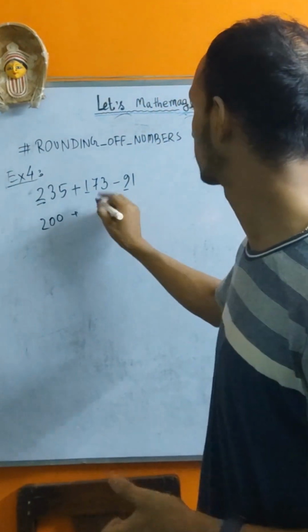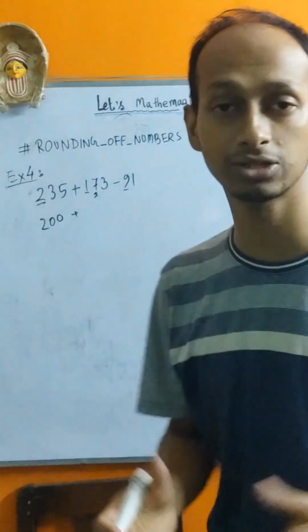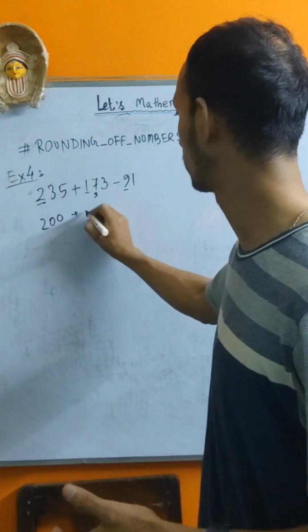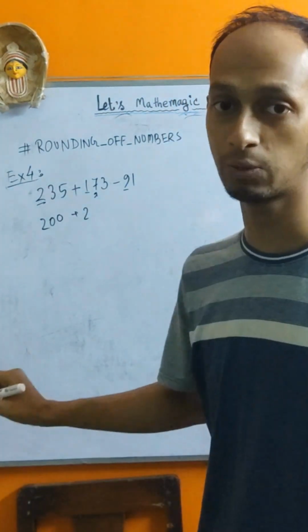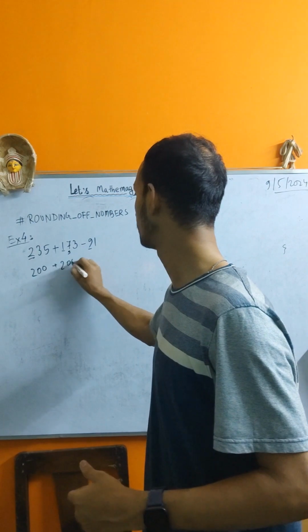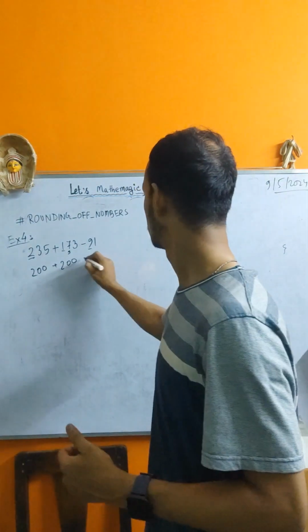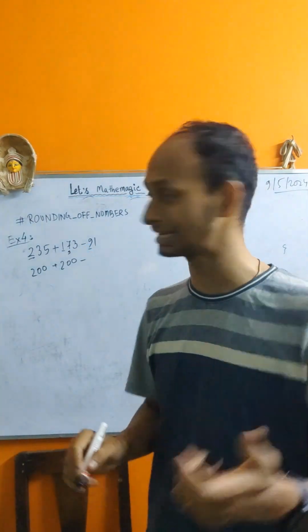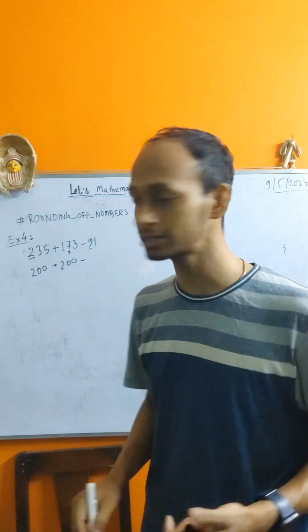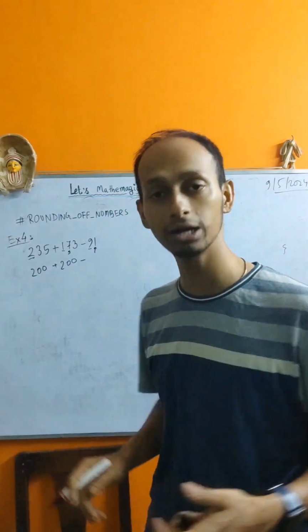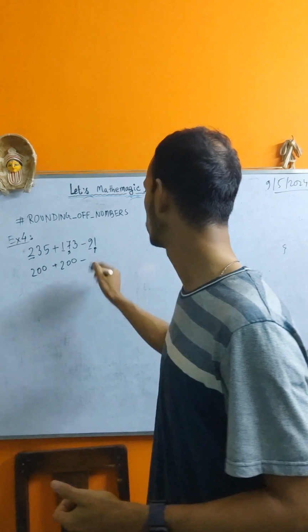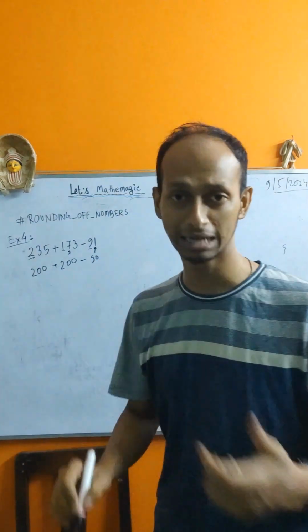The next number was 173. After 1 there is 7, which is more than 5. So we increase 1 by 1, and it becomes 2, and all the remaining digits become 0. The third number is 91, and the greatest place is the tens place. After that we can see there is 1, which is less than 5. So there is no change, and it becomes 90.